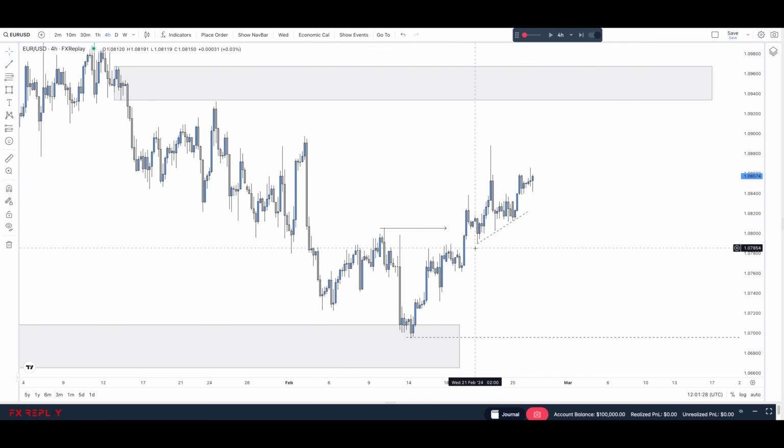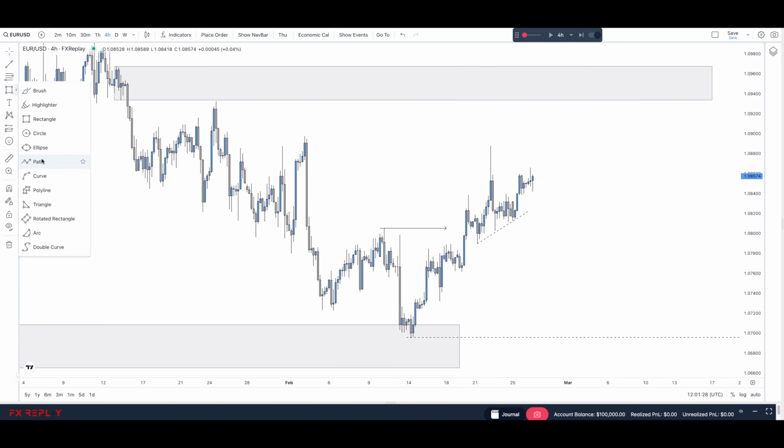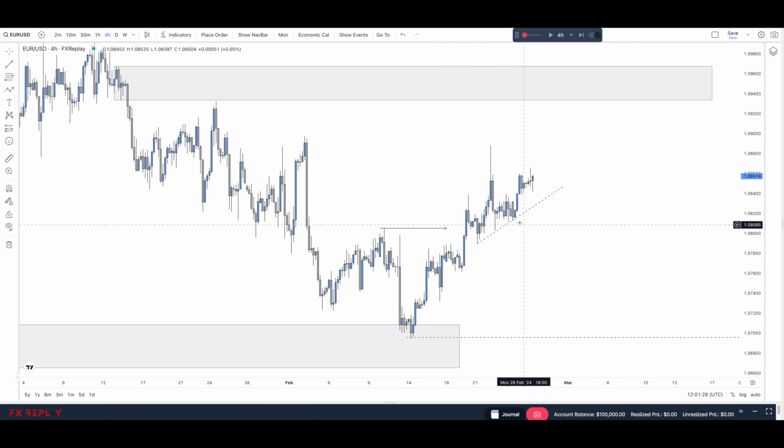Now when I see a trend line like this, I usually expect it to be swept, because due to mass retail trading of trend lines, there's a lot of liquidity around these levels. So I'd be more inclined to see this trend line break through.